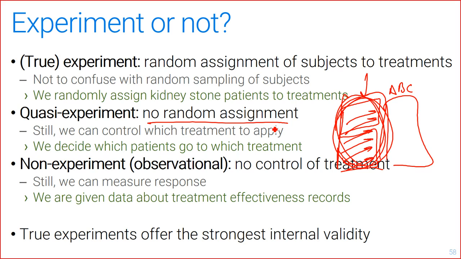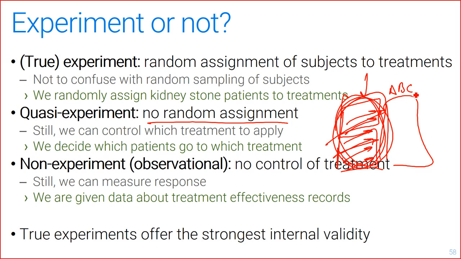This would be a quasi-experiment. And the point would be we are not making sure that whatever effect of the size of the kidney stone is going to be balanced out across the different factors of our experiment. And then a non-experiment is one in which you have absolutely no control.